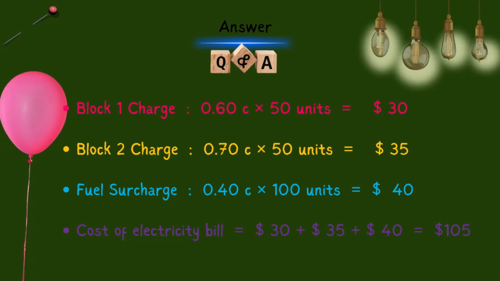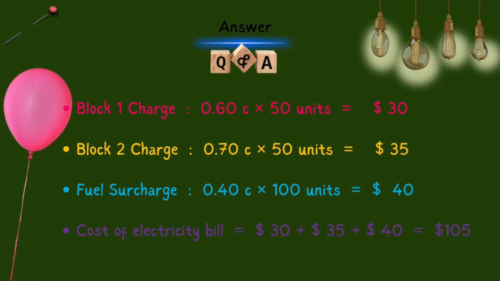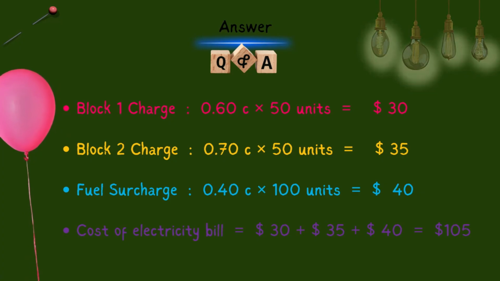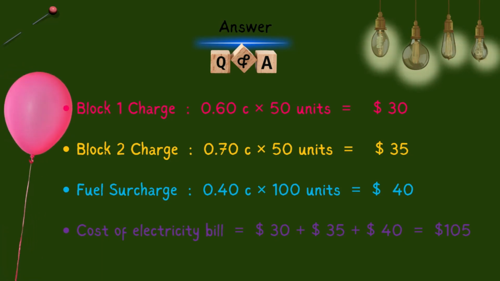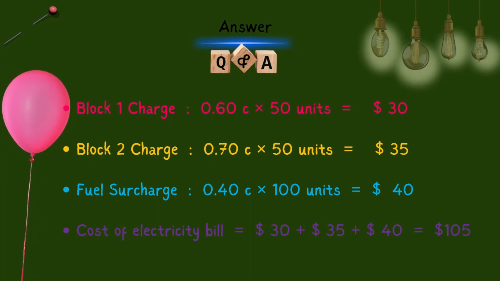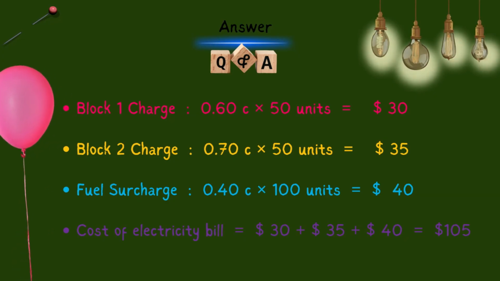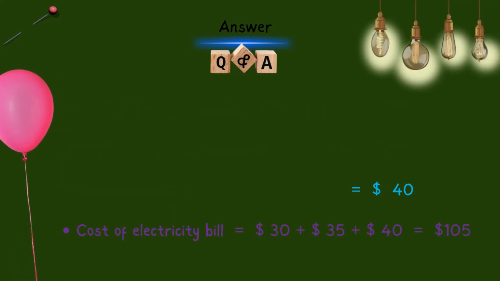You may pause the video to answer this question. First, you break down the question. 50 units cost 60 cents each. That'll give you $30. Another 50 units cost 70 cents each. That'll give you $35. That's the Block 1 and Block 2 charges. The fuel surcharge was being charged on the entirety of all units used. So it'll be 40 cents times 100 units to give us $40. The cost of the electricity bill would include Block 1 charge, Block 2 charge, and the fuel surcharge to give you a total of $105.